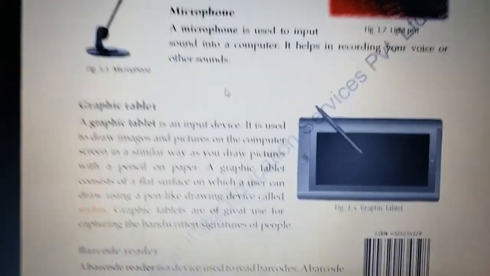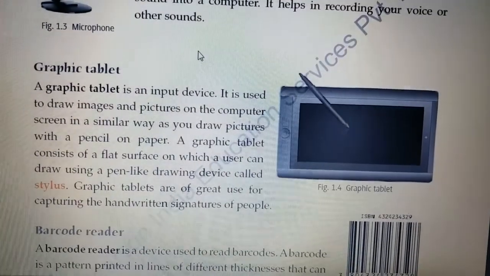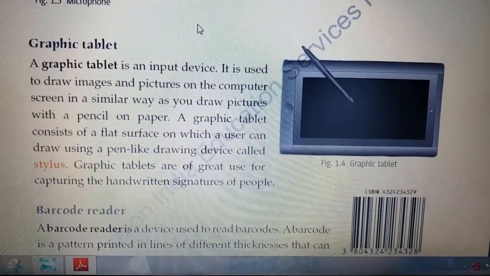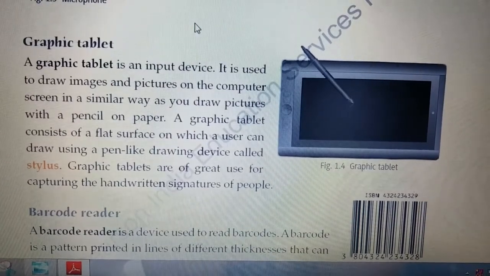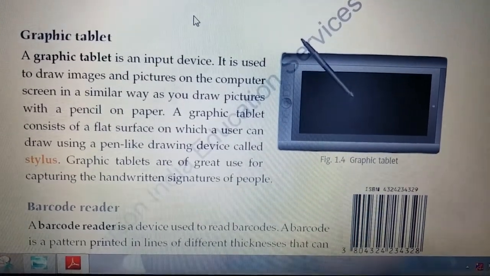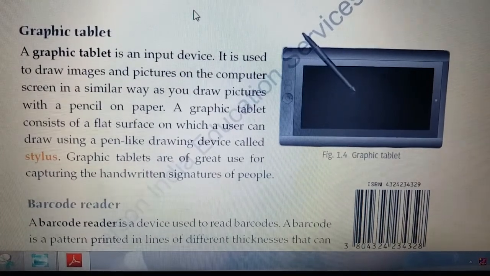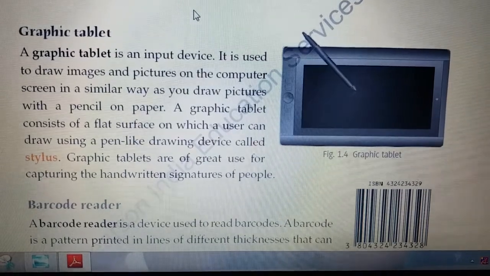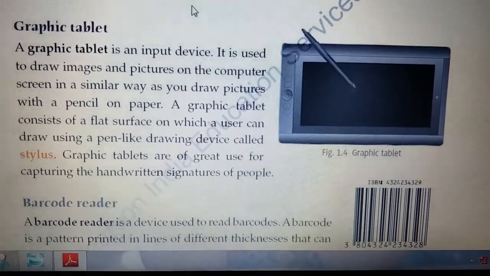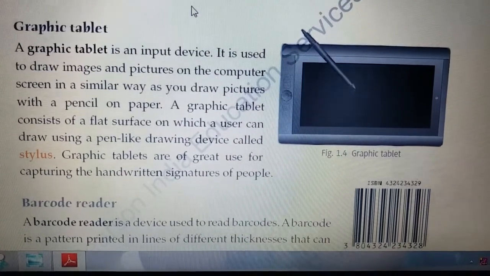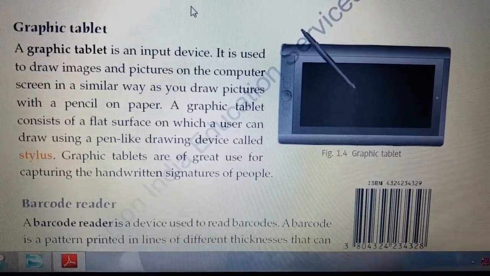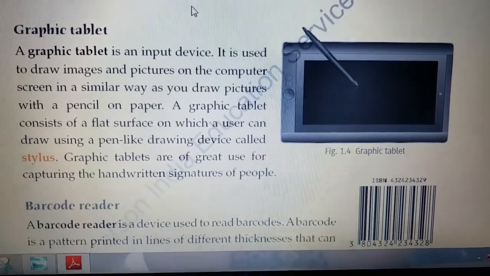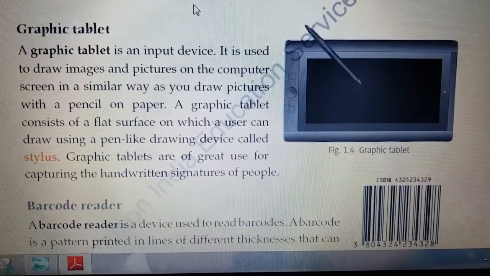Graphic tablets. A graphic tablet is an input device. It is used to draw images and pictures on the computer screen in a similar way as we draw pictures with pencil on paper. A graphic tablet consists of a flat surface on which the user can draw using a pen-like drawing device called a stylus. Graphic tablets are of great use for capturing handwritten signatures of people. It is used with our screen only, like tablets and mobiles. Graphic tablets are used for signatures and similar work with a pen or pencil.